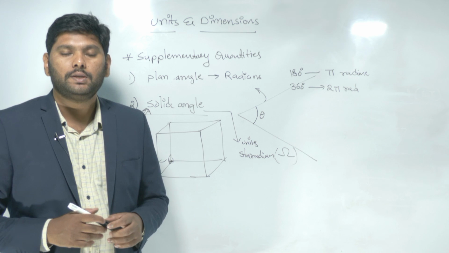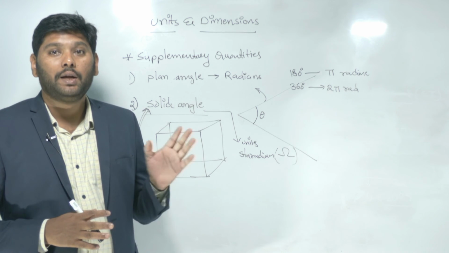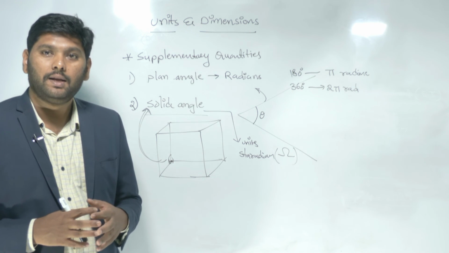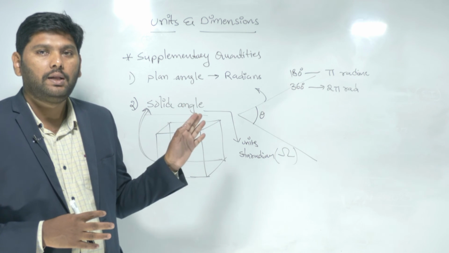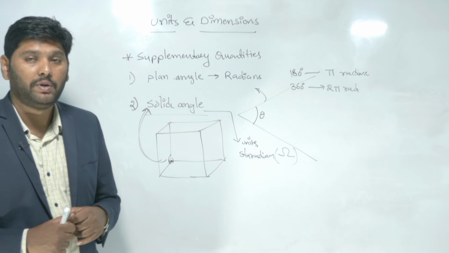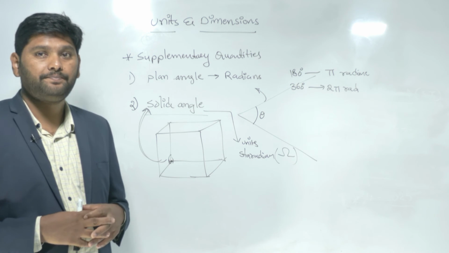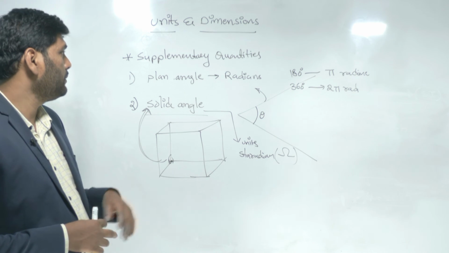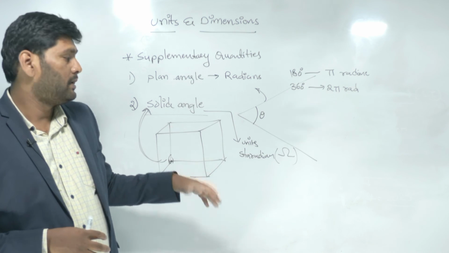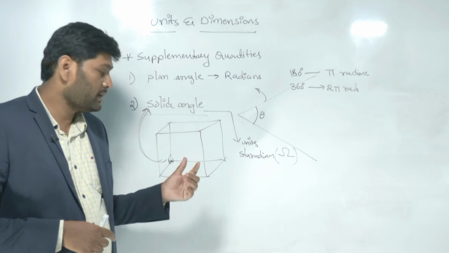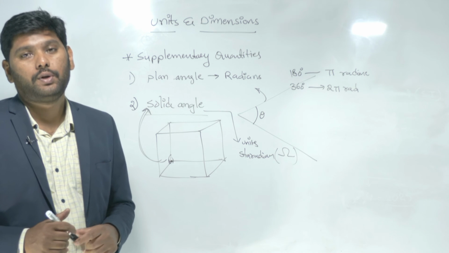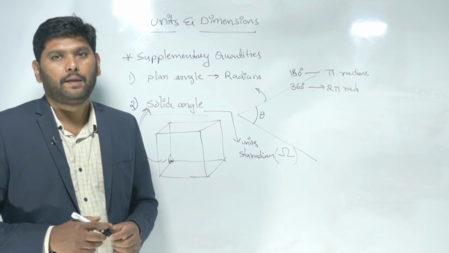I hope you have enjoyed the class and understood what I explained. So today I will stop the session. Until then, better write this down. I will give you 1 minute. So simply, plane angle means what? The angle between planes. Solid angle means what? The angle between three planes. That is known as solid angle.